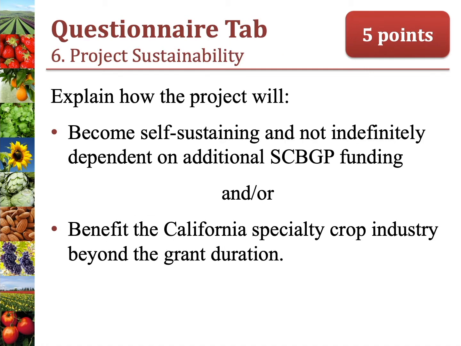Section 6 is about project sustainability. USDA and CDFA want awarded projects to have a long-term impact without relying indefinitely on grant funding. Therefore, for this question, in the text box provided, explain how your project will become self-sustaining beyond the grant duration. For example, if your project will create a new program, outline a plan for how the program will continue to exist after the end of the grant period.